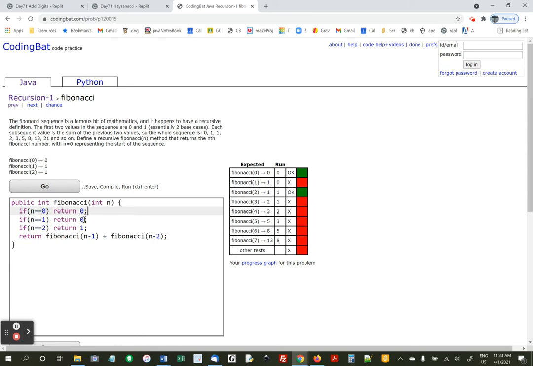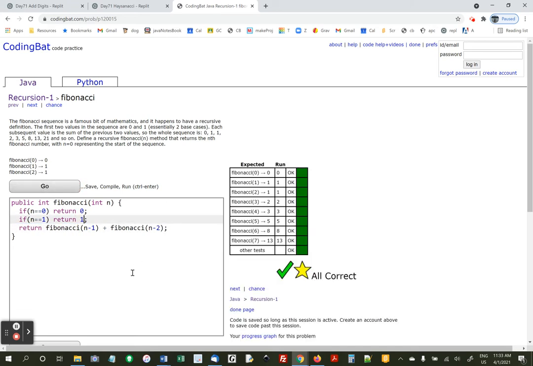Am I supposed to not have this line at all? Yeah, there you go. All right, well, they're saying term 0 is 0, term 1 is 1, term 2 is 1, and so on. So I just overthought it. Oh yeah, they did say n equals 0 is the start of the sequence. So anyway, my bad. I didn't read the instructions.